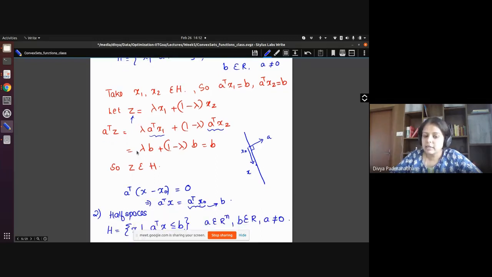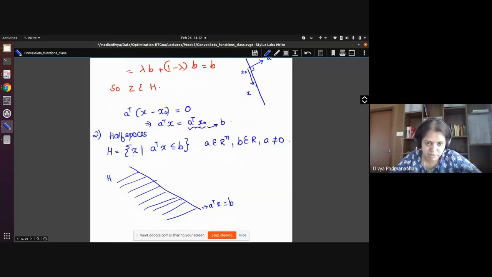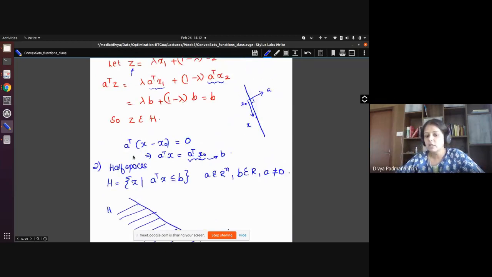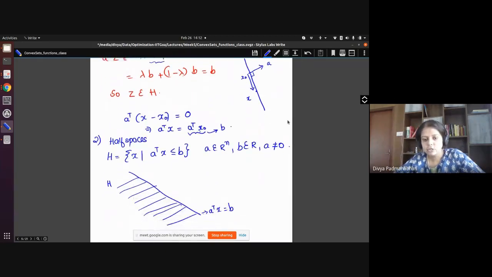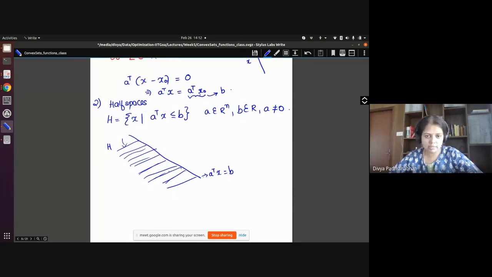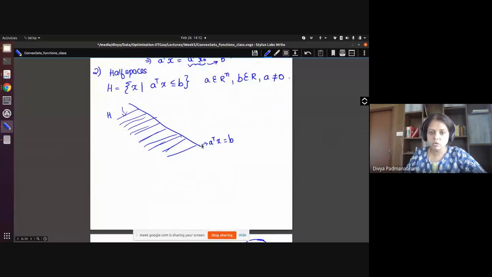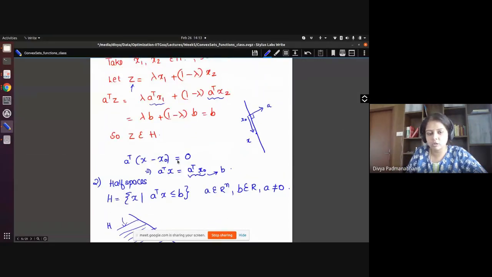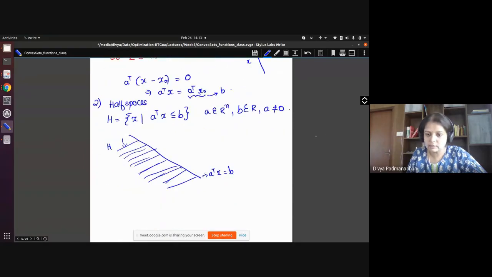Okay, so now another related set is the half space. So a half space is where you take the hyperplane and you take one half, so maybe this half. This is the set of all points which lie on one side of the hyperplane. Basically this shaded region is the set we are considering now. And this is also a convex set. The proof follows along the same lines, so you should be able to show this.